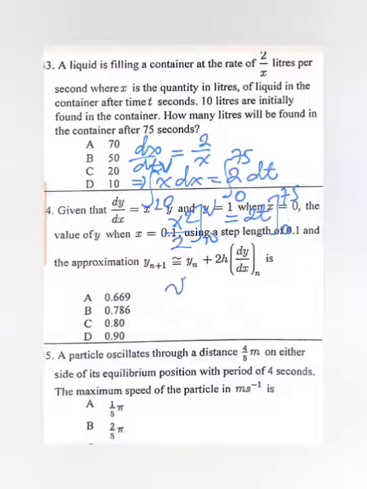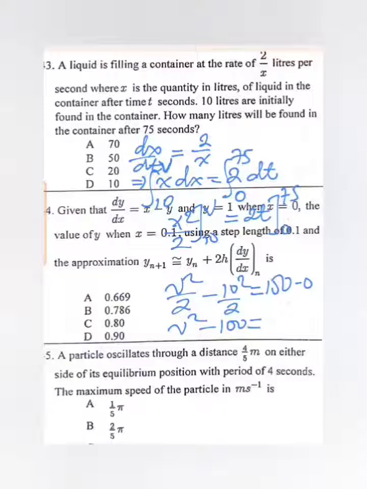So at the end, we have v squared over 2 minus 10 squared over 2. When you substitute the limits, equals 2 times 75, which is 150, minus 2 times 0, which is 0. Multiplying through by 2, we have v squared minus 100 equals 2 times 150, which is 300. So v squared equals 400, and v would be the square root of 400, which is 20. So the correct option is C.